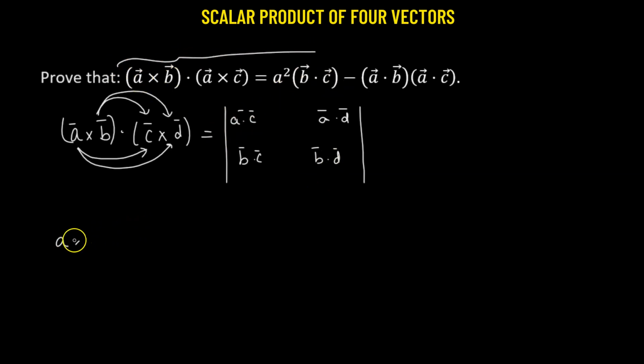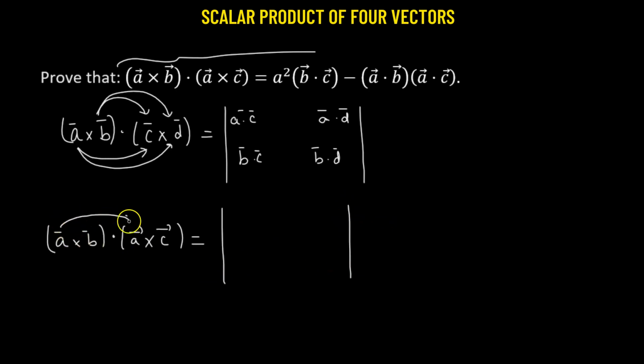So let's start with A vector cross B vector dotted with A vector cross C vector. So this will be equal to, so we'll consider this 2 by 2 determinant. In the first row we have A vector dotted to A vector, so that's simply A squared. Then we have A vector dotted with C vector. And in the second row we have B vector dotted to A vector. So B vector dotted to A vector is the same as A vector dotted to B vector, because the scalar product always commutes. And we have B vector dotted to C vector.